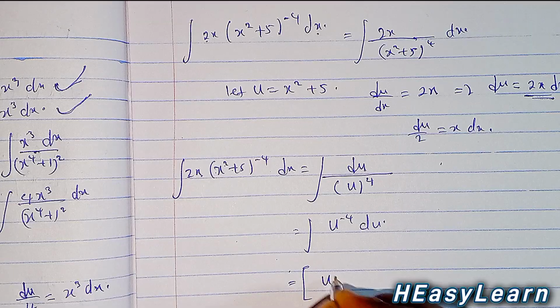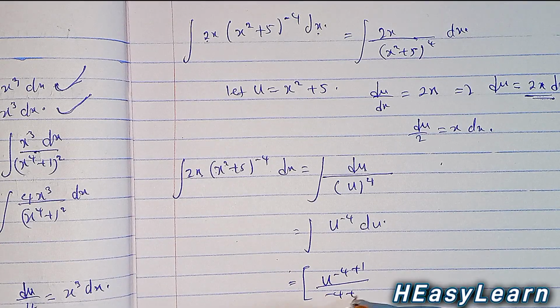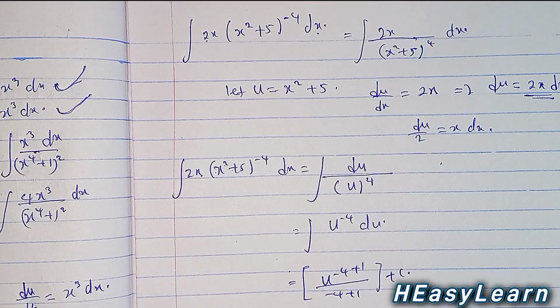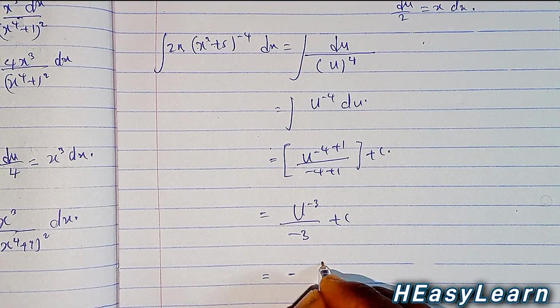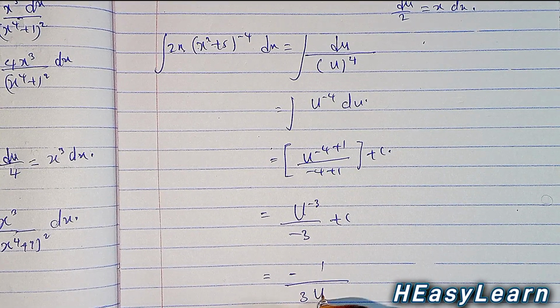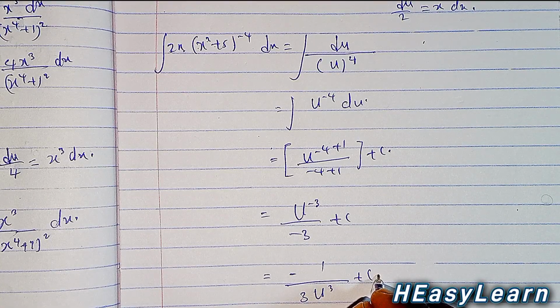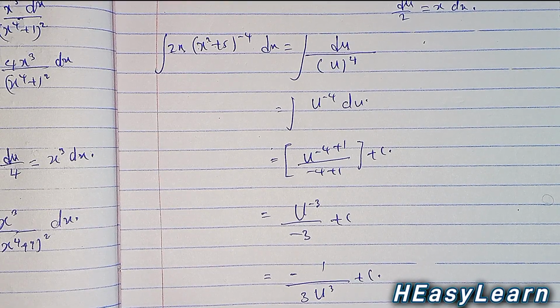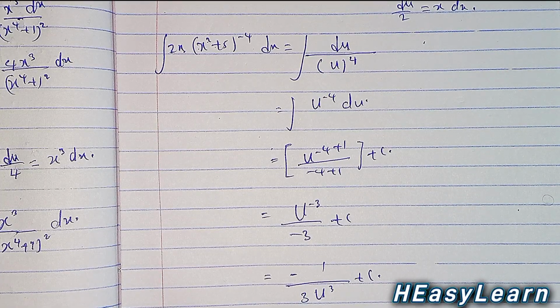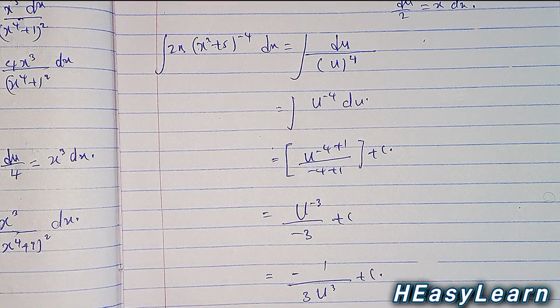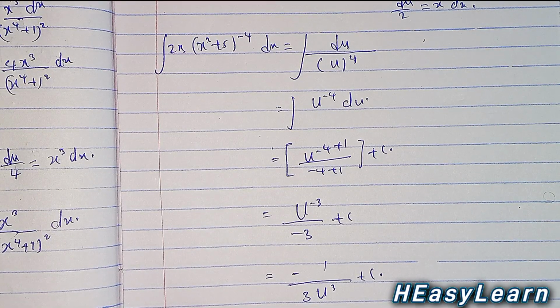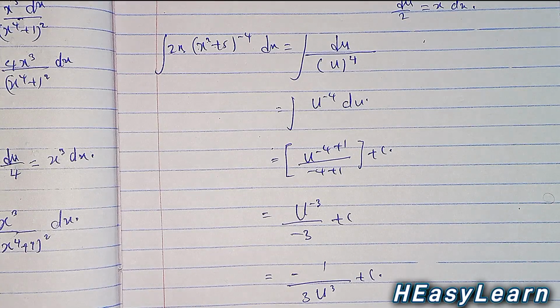Now use direct integration: add 1 to the power, then divide by the new power, plus constant of integration. This is the same thing as u to the power of minus 3 divided by minus 3, plus c. We have it to be minus 1 over 3u to the power of 3 plus constant of integration. From above, what is u? u is (x squared plus 5), so we get (x squared plus 5) to the power of 3 plus constant of integration. So the integral of 2x times (x squared plus 5) to the power of minus 4 dx is minus 1 over 3 (x squared plus 5) to the power of 3 plus c.